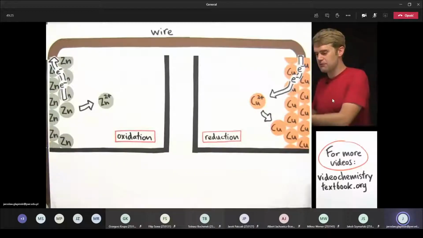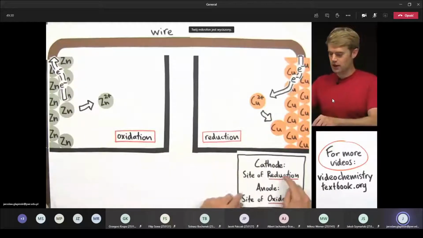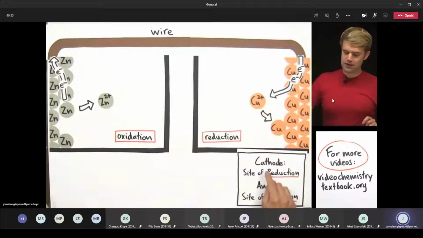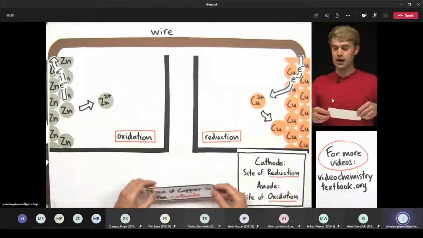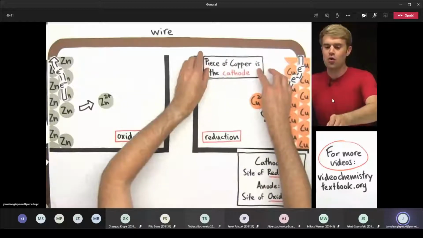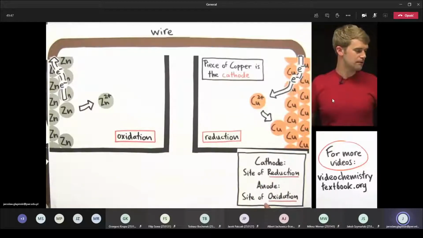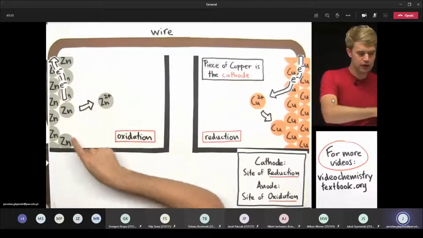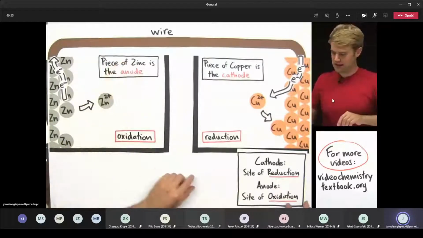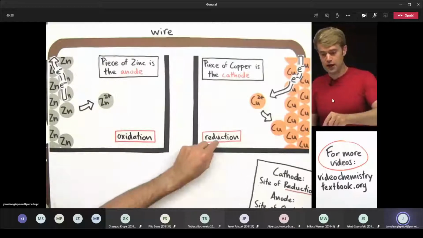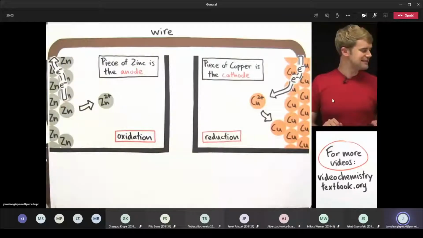Now, we can give names to these 2 parts of the voltaic cell based on whether oxidation or reduction takes place. So the cathode is the name that we give for the site of reduction, where reduction happens. So reduction is happening here, which means that the piece of copper is the cathode, the site of reduction. And the piece of zinc over here is where oxidation is happening. The piece of zinc is going to be the anode. So reduction at the cathode on copper, oxidation at the anode on zinc.